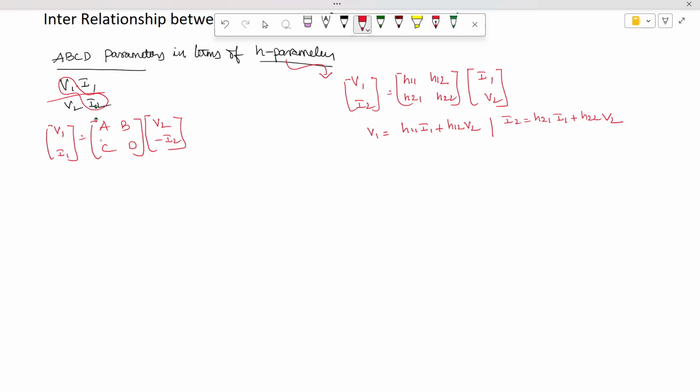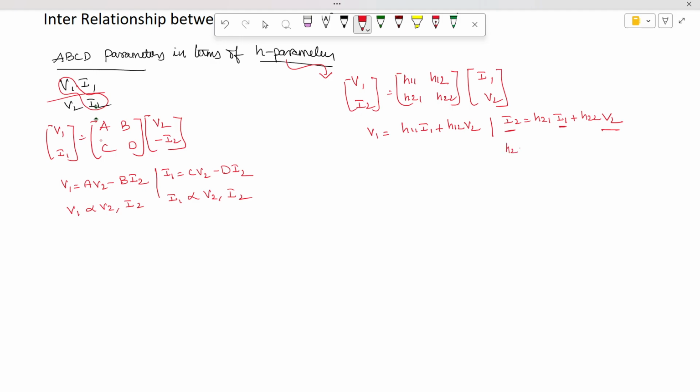So these are the two equations we have, and we have to compare with these two equations. That's nothing but V1 is equal to AV2 minus BI2 is one equation. Second equation is I1 is equal to CV2 minus D into I2. So we want to express V1 in terms of V2 and I2, or I1 in terms of V2 and I2. See which equation has V2 and I2. V2 should be there and I2 also should be there. So I1 in terms of V2 and I2.